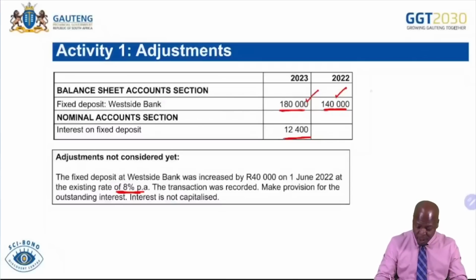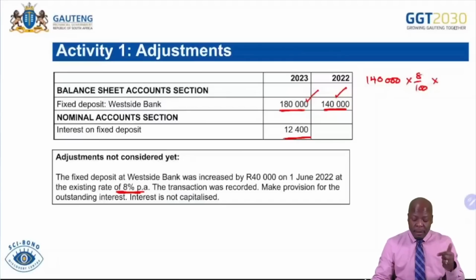So if we had a fixed deposit of 140,000, and our interest rate was how much? Remember, we're told that it's 8%, 8 over 100. And when did the fixed deposit amount change? It changed on the 1st of June. So we can therefore count how many months we had this fixed deposit before it changed.